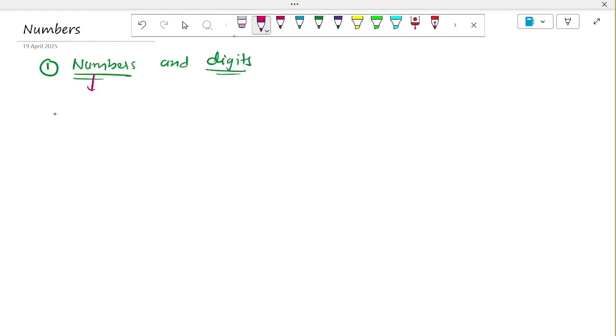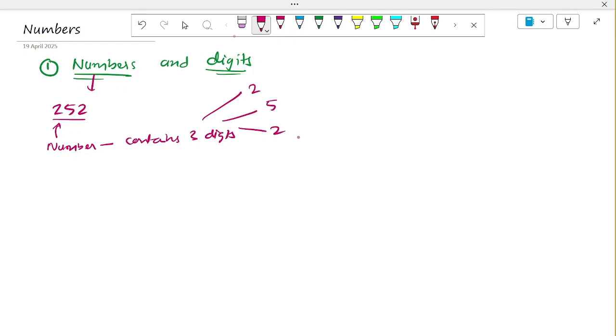Now let's consider an example: 252. This is called a number, and this number contains three digits. So what are the digits it contains? 2, 5 and 2. Right. So digits are individual characters that are present in the numbers.